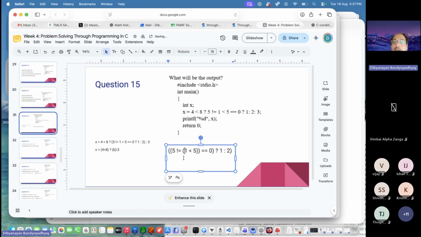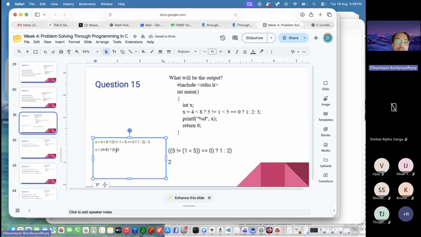So if we evaluate it like that, let's see what is happening. So 1 less than 5, it is true, right? So we just place it. Let me just copy it here. So 1 less than 5 is true, so 1 here, and 5 not equal to 1 is also true. That is 1 here, correct? So 1 equal to 0, that is false. So 0 here. If it is 0, then 2 gets selected here. So the value of B is 2.